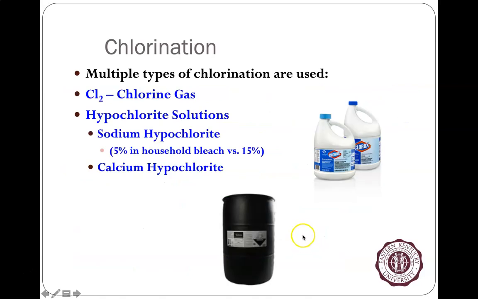So some of the other types of chlorine methods that are out there are using chlorine gas. And there are some health risks if you do that. There are different hypochlorite solutions. The most common one is sodium hypochlorite, or bleach. What they use at the water plant comes in drums, and it's more like a 15% solution versus 5% like household bleach. And then there's also calcium hypochlorite that can also be ordered in drums and fed into the drinking water system as well.